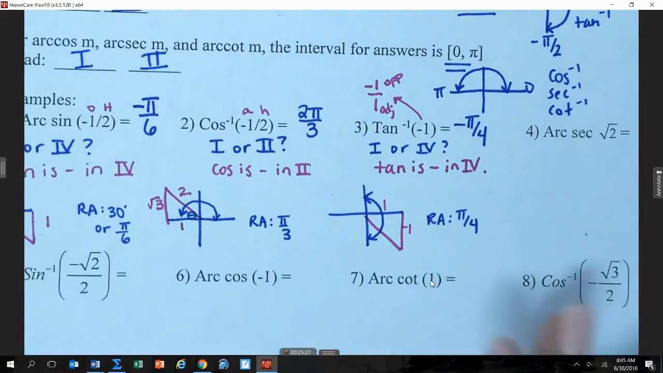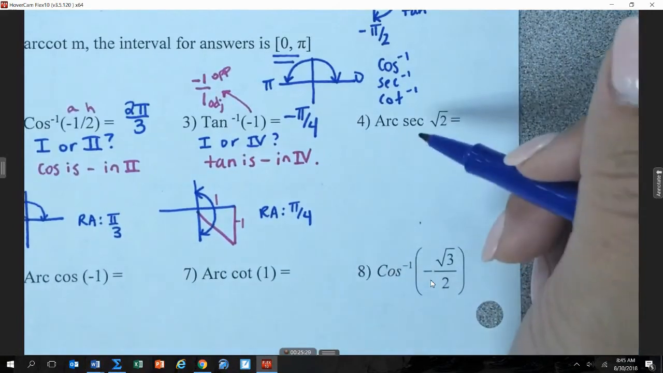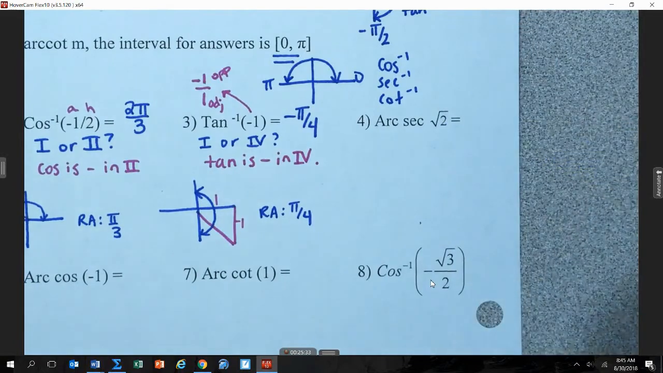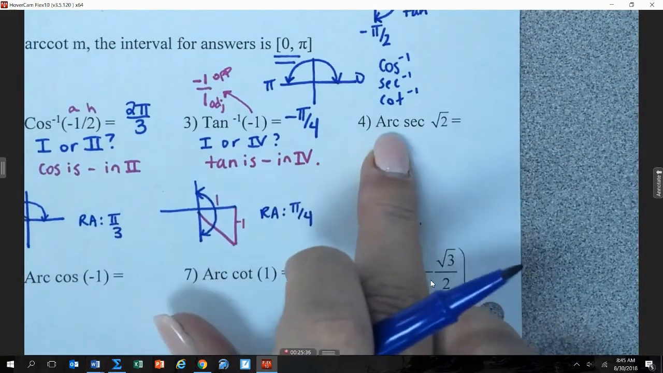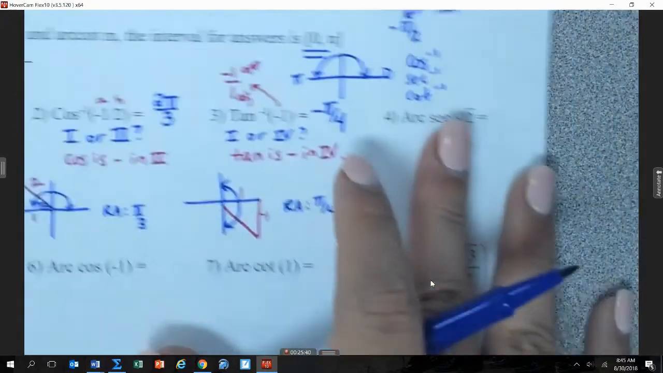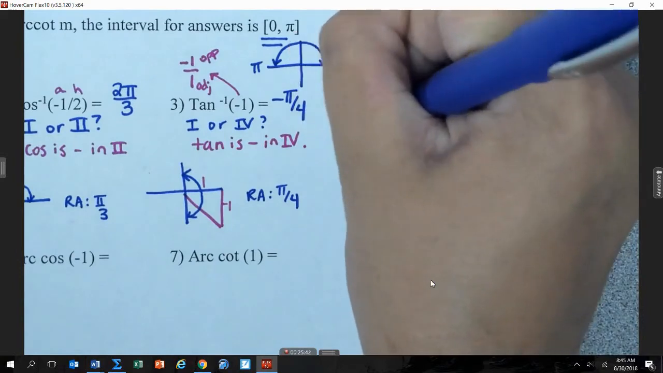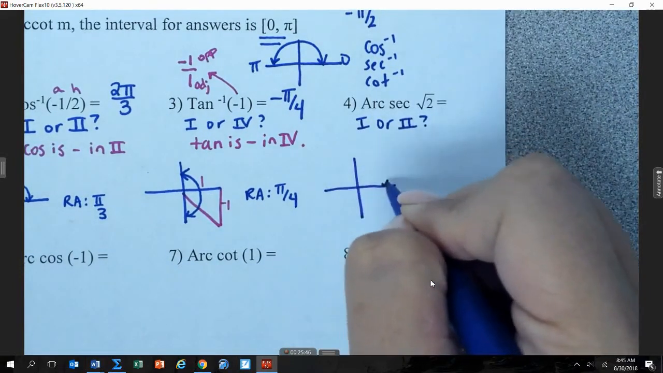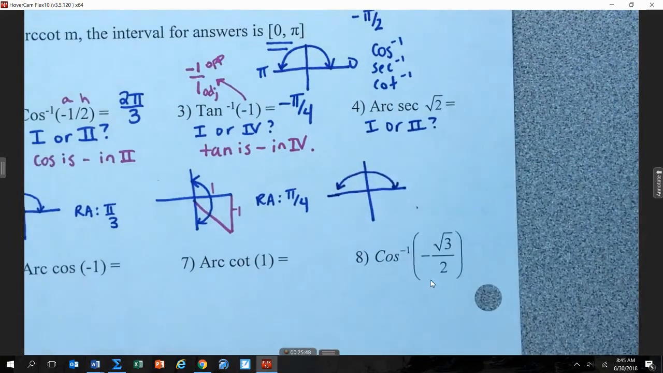I'm going to do one more with you, and then I'll have you try a couple on your own. So, arc secant of square root 2. Where do we see arc secant? What are my options? 1 or 2. We're going from 0 to pi. Everything's positive in quadrant 1, right?